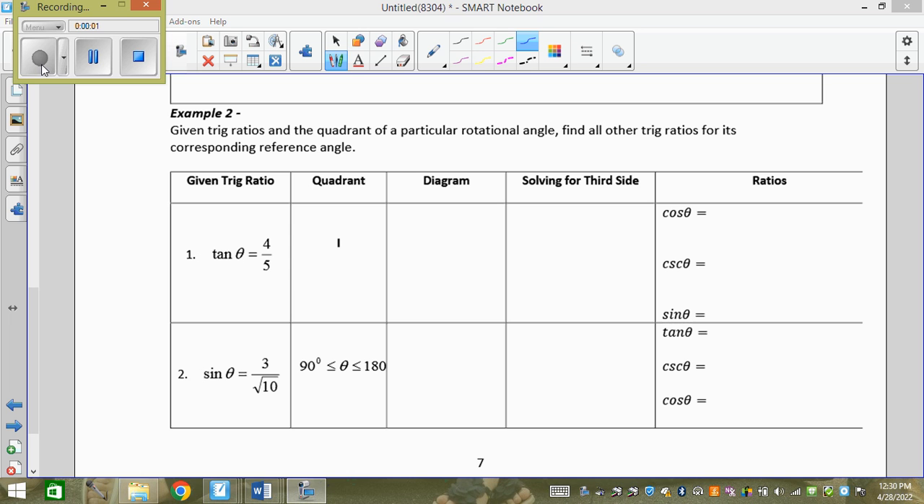Ratio thing where I gave you a coordinate, and then you always have to solve for r to get the other trig ratios, correct? So I gave you an x and a y, and you have to solve for r. And then I put the sticky note on your thing. And so then we always have to solve for r.